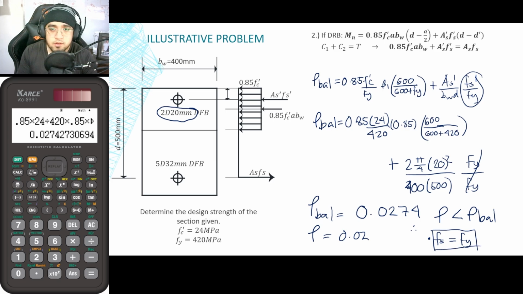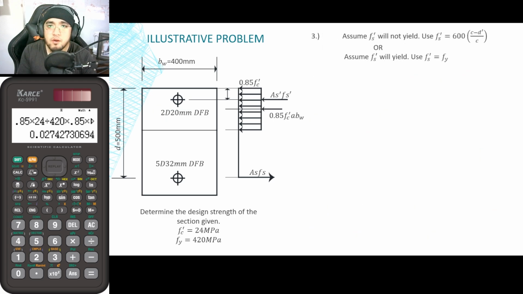Next, since we already know the value of Fs here, which is Fy, let us now solve for Fs prime. In order to solve for Fs prime, we will be assuming whether it will yield or not. So it will now be up to you. In this video, I will assume that it will not yield. But if I am incorrect, I will just resolve it in such a way that it would yield.